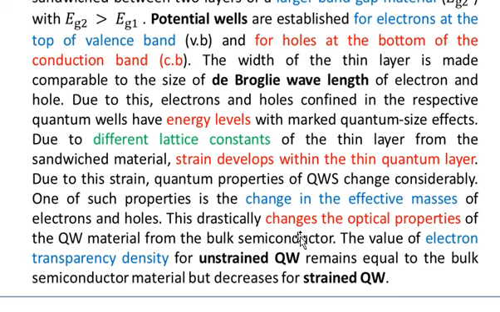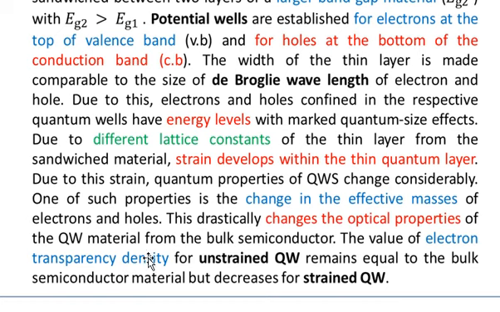So you see that two things are affected. One is the effective mass of the electrons and the holes due to this sandwiching of the thin layer between the two larger band gap materials. And the second is that the optical properties of the quantum material are changed in comparison with the bulk semiconductor material. The value of the electron transparency density, as we discussed in the previous slide, slide number 71, is the density at which the semiconductor material becomes transparent.